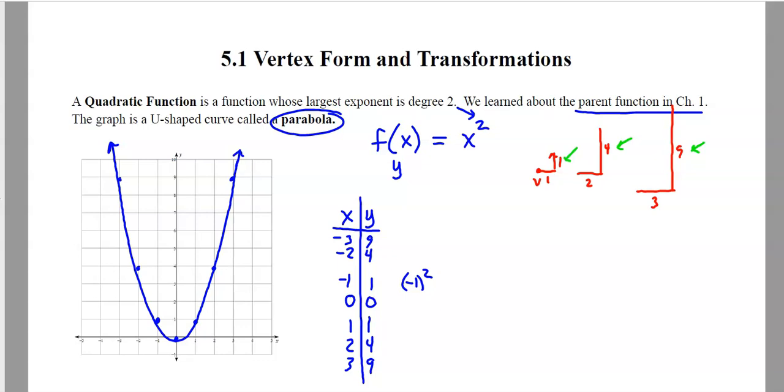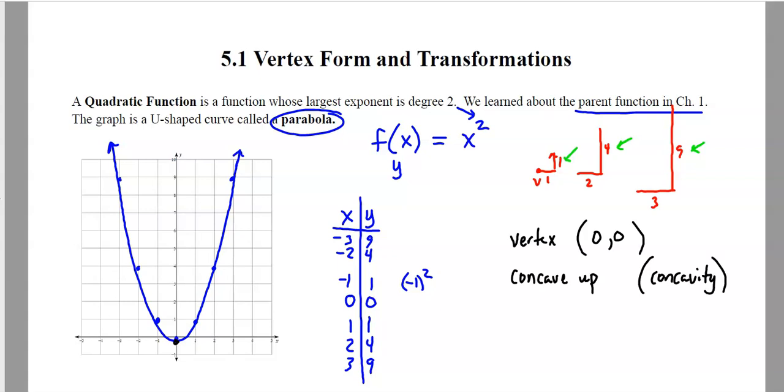So some other things that we're going to talk about that we can get from this problem is, well, for this problem I can see where the vertex is. So that's something that's going to be important on all these questions. I'm going to ask you where the vertex is, because it's going to move. 0, 0. This thing is concave up. And in general, that's referred to as concavity, saying whether it's up or down. Opens up, you could also say.